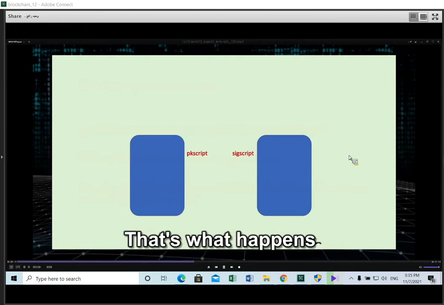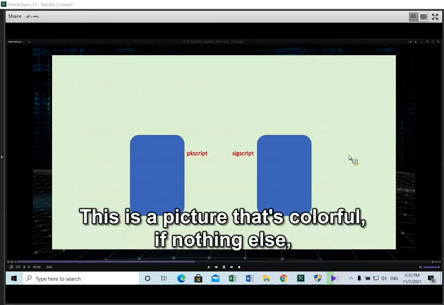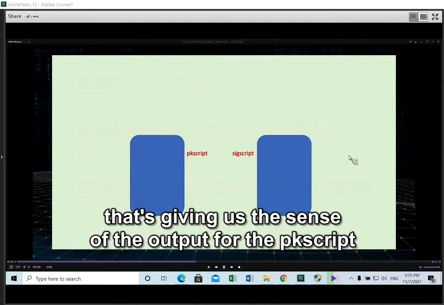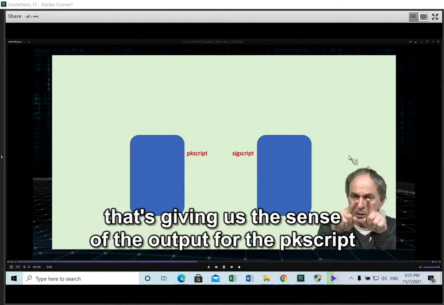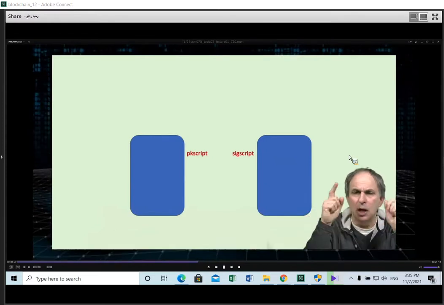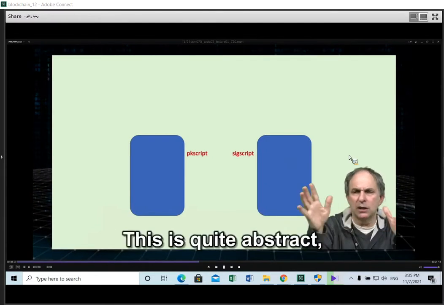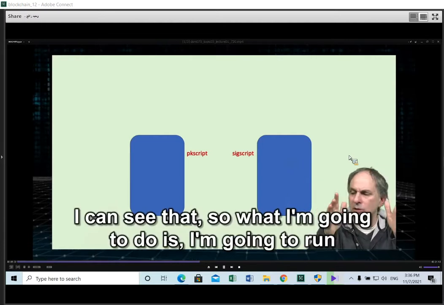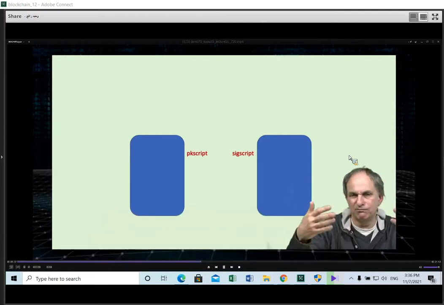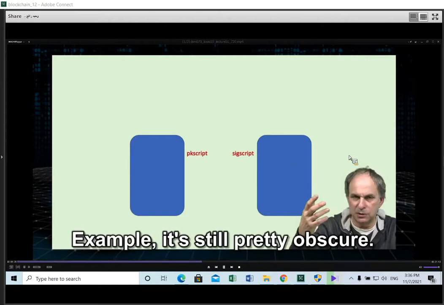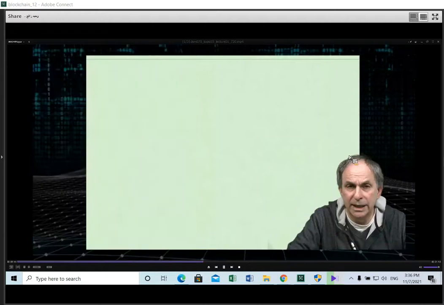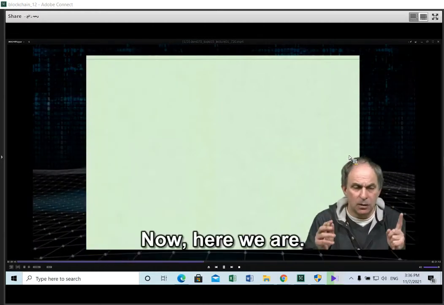That's what happens. And here's a picture that's colorful, if nothing else. That's giving us the sense of the outputs of the PK script, looking at this SIG script. Okay, this is quite abstract, I can see that. So what I'm going to do is run through an example, still pretty abstract, not example code, but a kind of transaction.